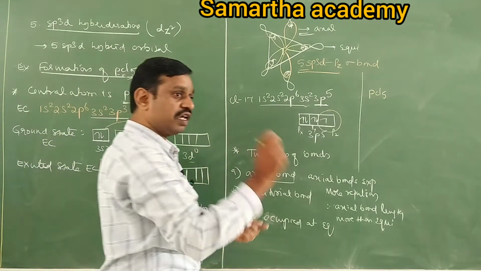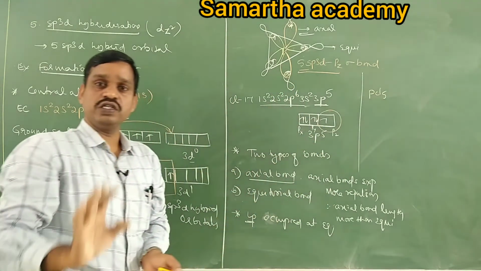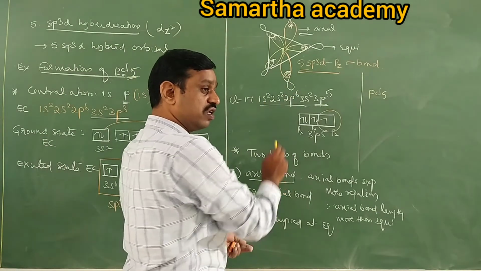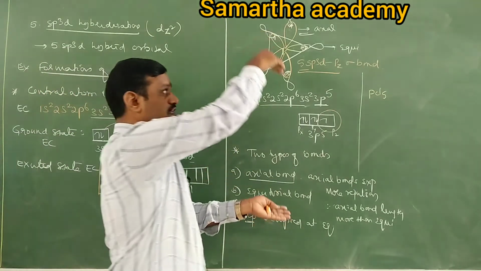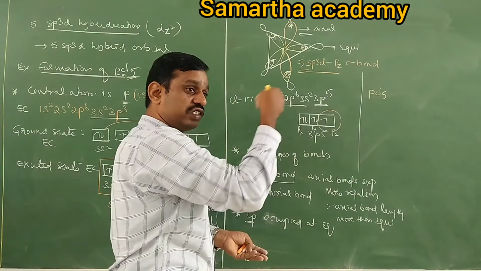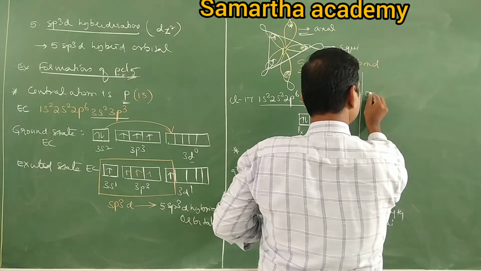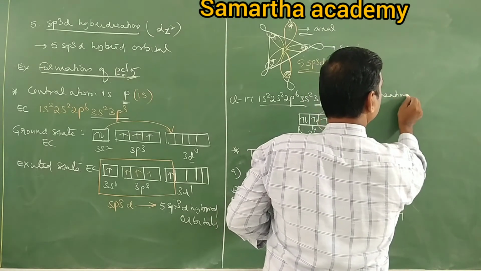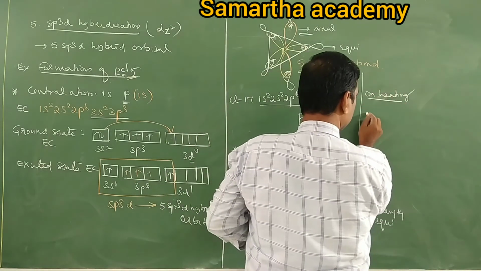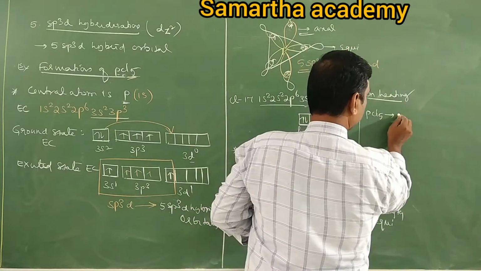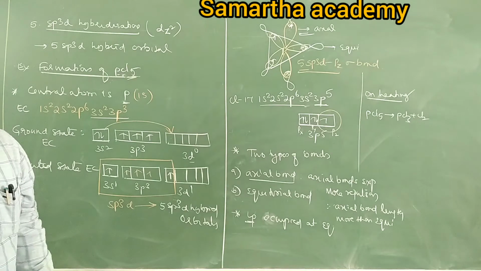That means when PCl5 is heated, when phosphorus pentachloride is heated, which bond can be broken so easily? Equatorial or axial? It is axial, because axial bonds are weak bonds and they move away from the phosphorus, their bond length is more and bond energy is less. Therefore, on heating, axial bonds are broken, and PCl5 converts into PCl3 plus Cl2. Right?